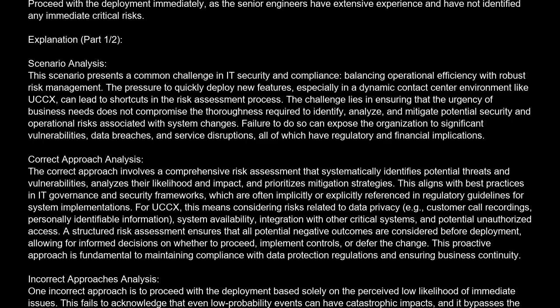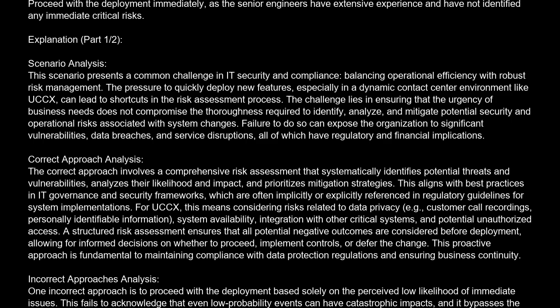For UCCX, this means considering risks related to data privacy, e.g., customer call recordings, personally identifiable information, system availability, integration with other critical systems, and potential unauthorized access. A structured risk assessment ensures that all potential negative outcomes are considered before deployment, allowing for informed decisions on whether to proceed, implement controls, or defer the change. This proactive approach is fundamental to maintaining compliance with data protection regulations and ensuring business continuity.